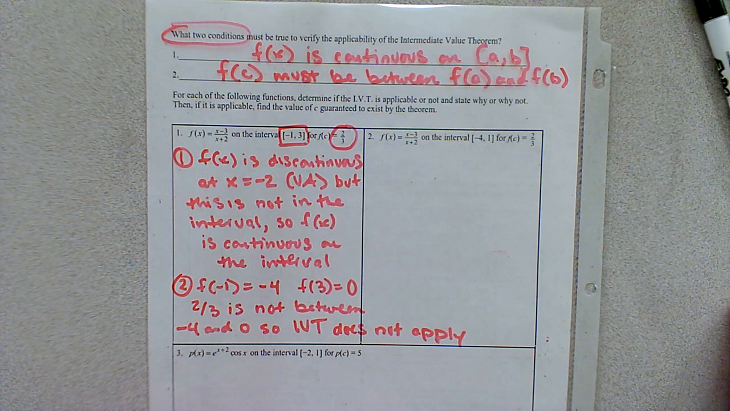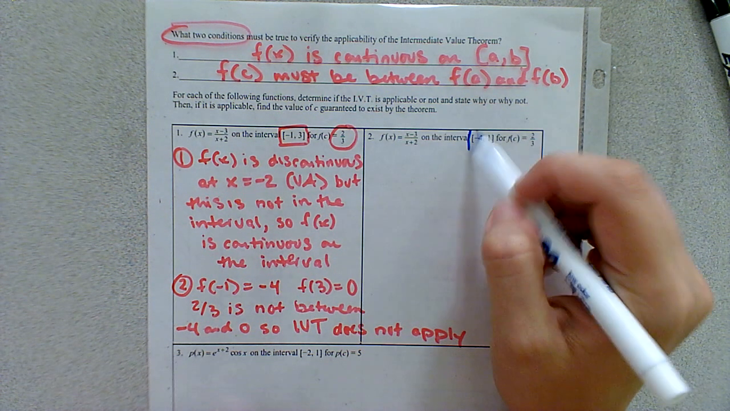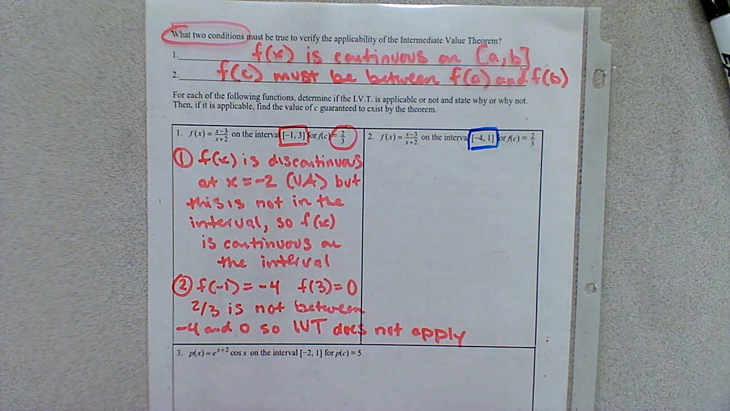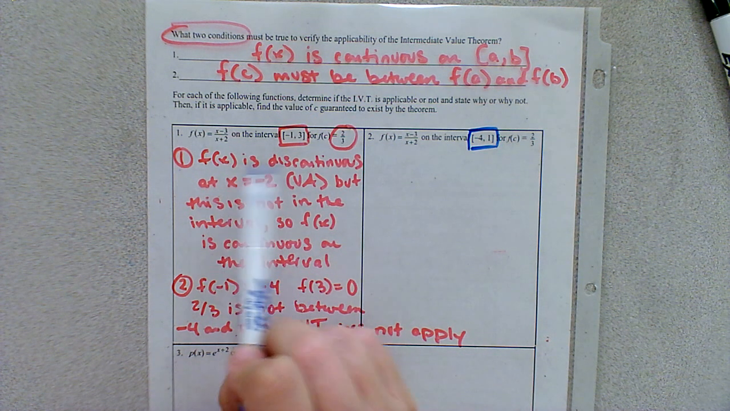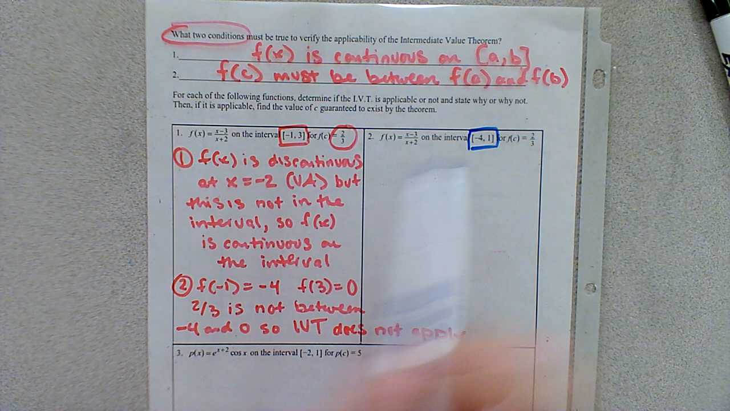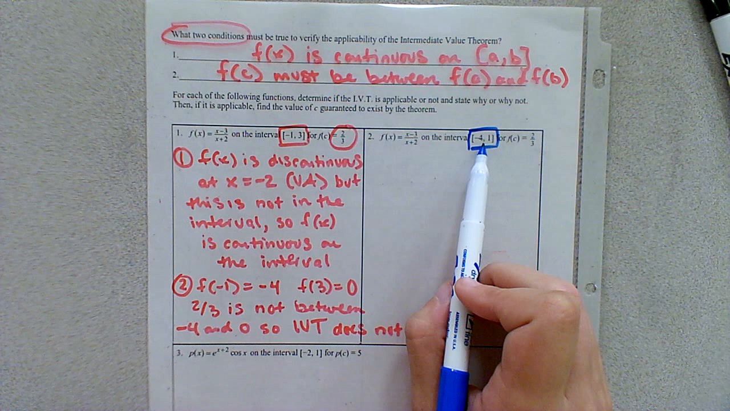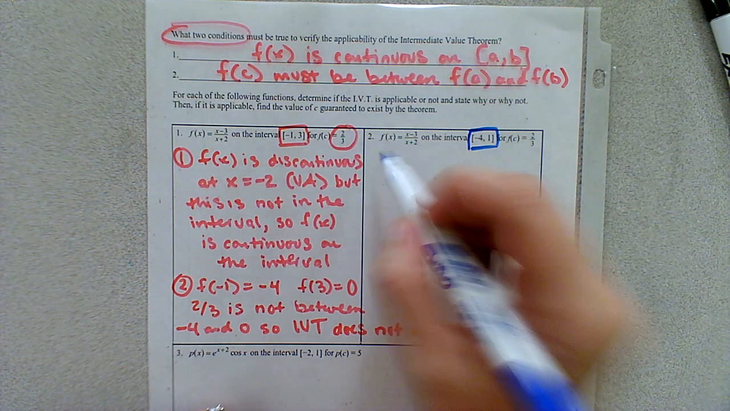Let's go ahead and check out number 2. It's actually the same equation, and they changed the interval on us. Previously we said that f of x is discontinuous at -2, but notice how -2 is now within the interval.